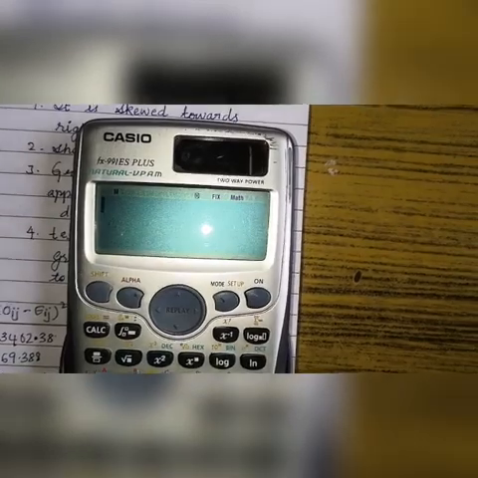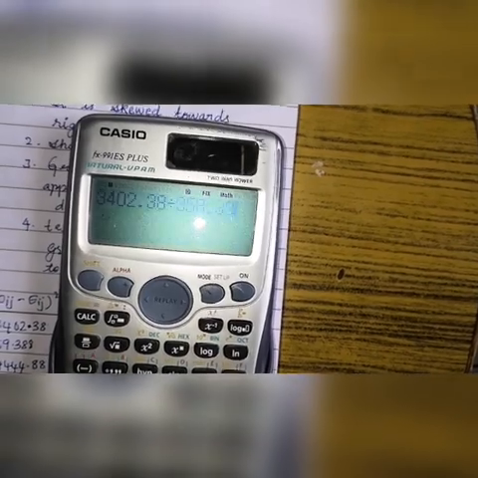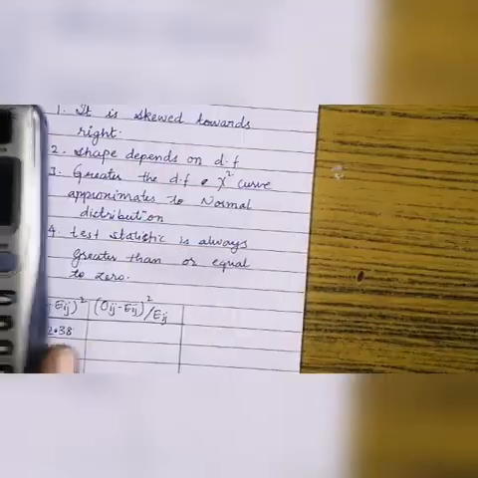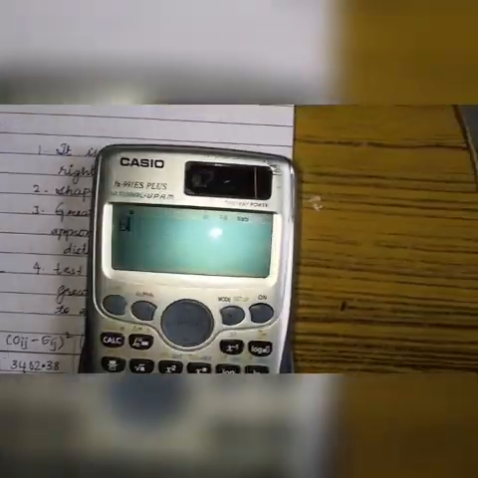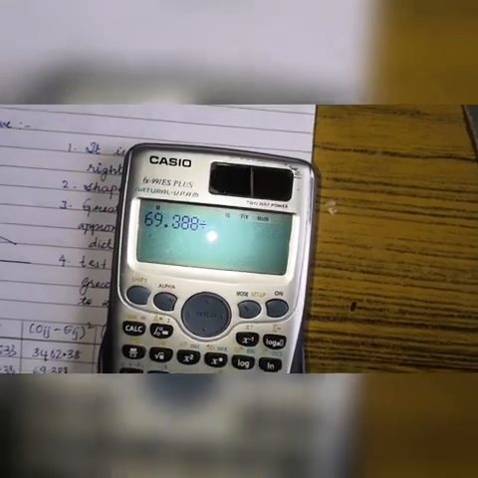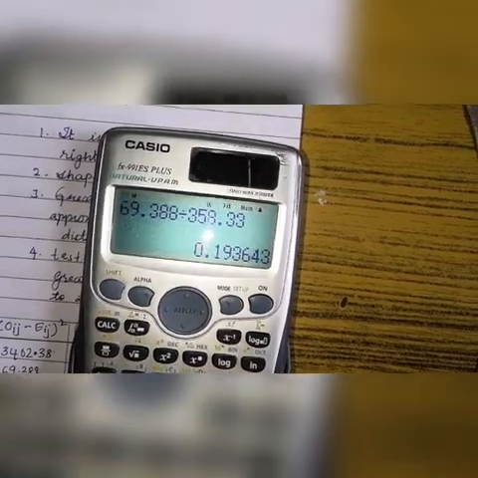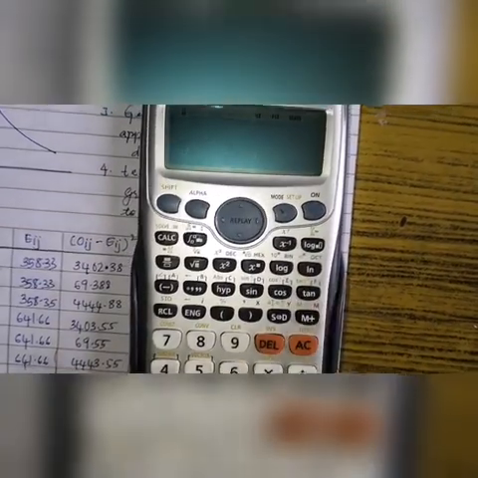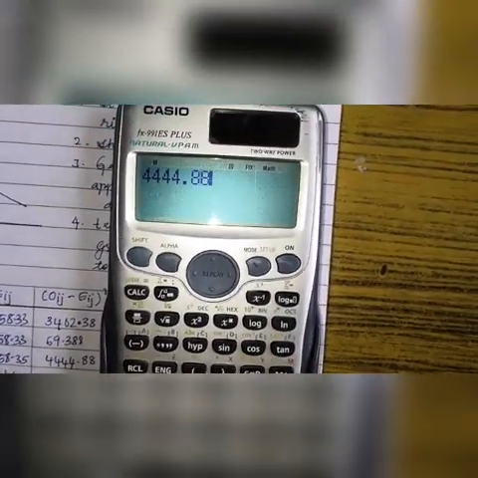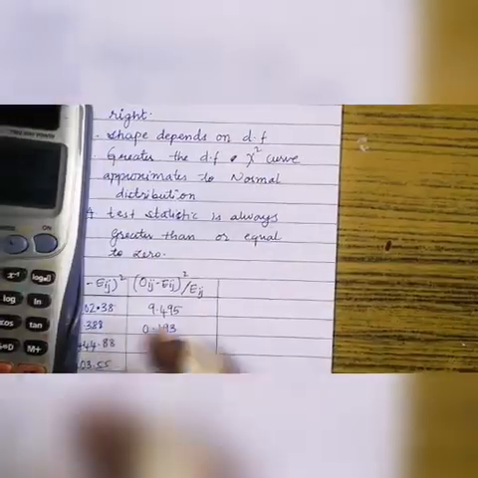3402.38 divided by 358.33 is 9.495. Then 69.388 divided by 358.33 is equal to 0.193. Next, 4444.88 divided by 358.33 is equal to 12.40.